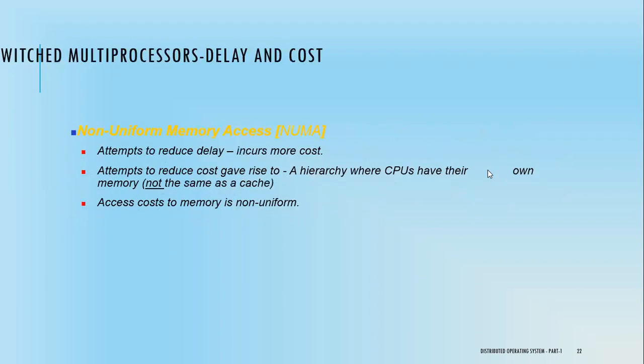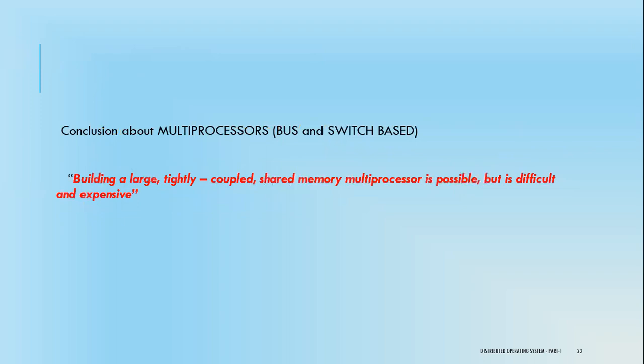Moreover, it is expensive. Switched multiprocessor: delay and cost. Non-uniform memory access attempts to reduce the delay, but at more cost. Attempts to reduce cost gave rise to a hierarchy where CPUs have their own memory and access cost to memory is non-uniform. Conclusion about multiprocessors: building a large, tightly coupled shared memory multiprocessor is possible, but it is difficult and expensive.